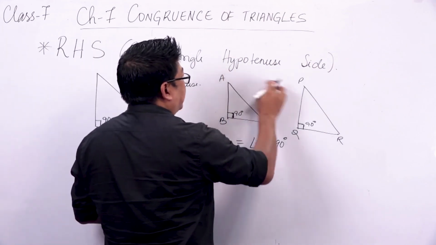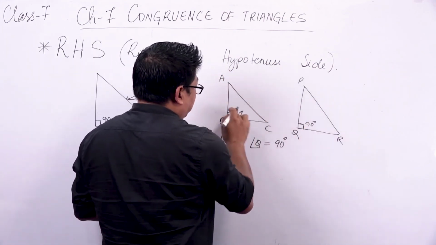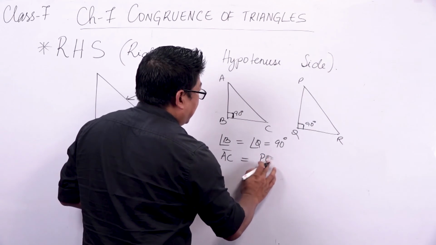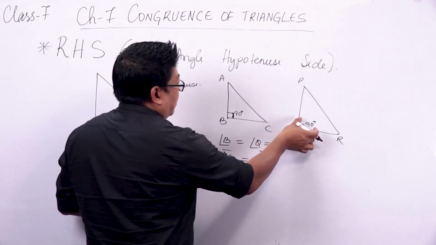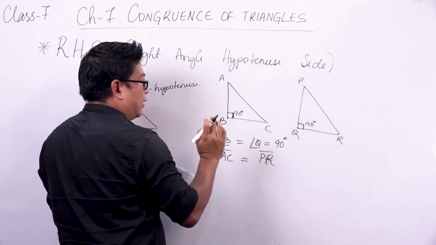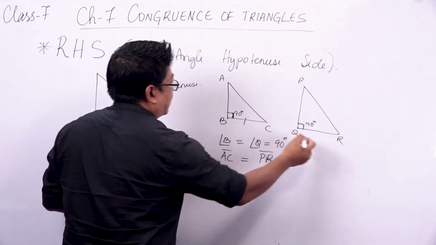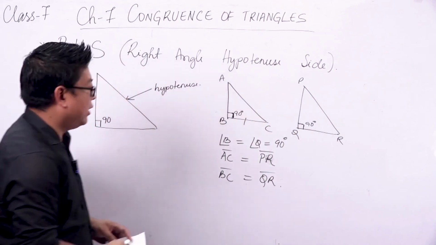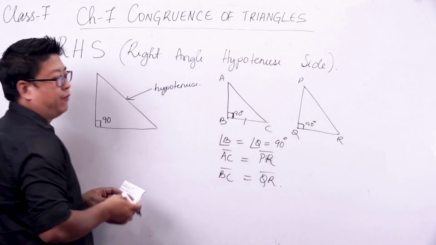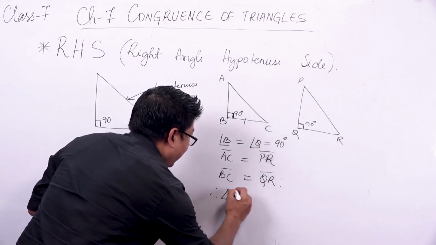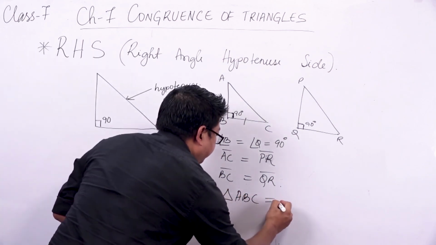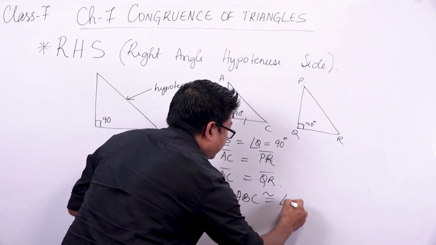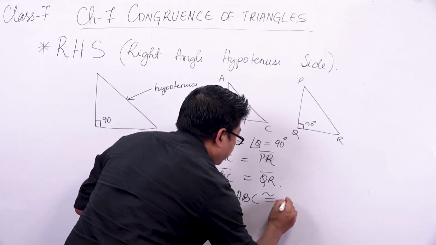And this hypotenuse, that means the line opposite to this angle, that is AC, should be equal to PR. The line opposite to the angle. And one side, let's say the base, BC, and QR. Let's say these two are equal. So if these three conditions are fulfilled, we can say that right triangle ABC is congruent to right triangle PQR.